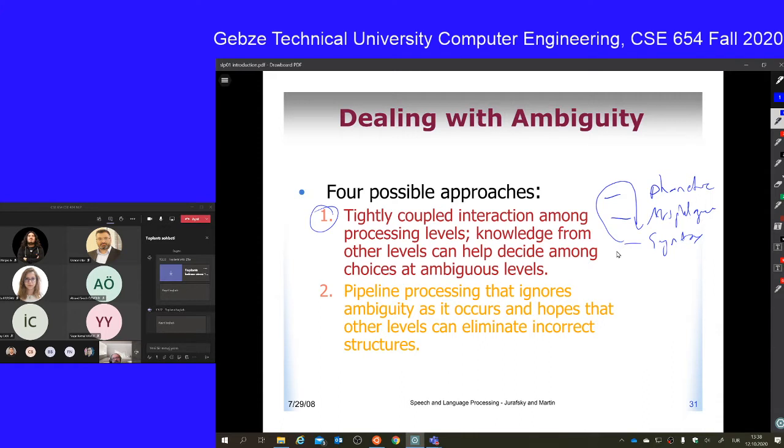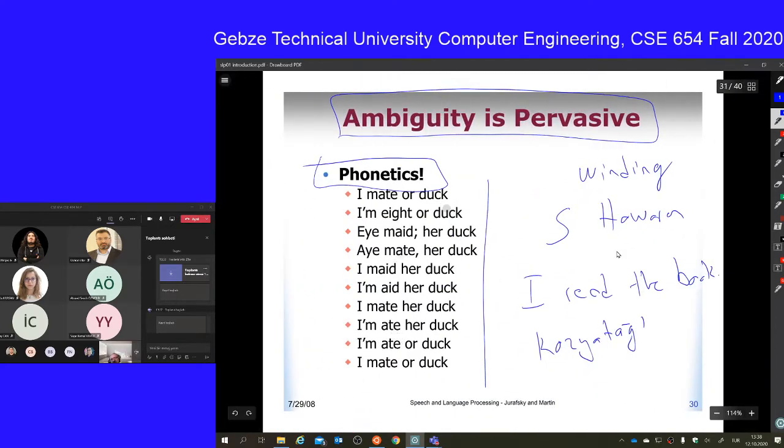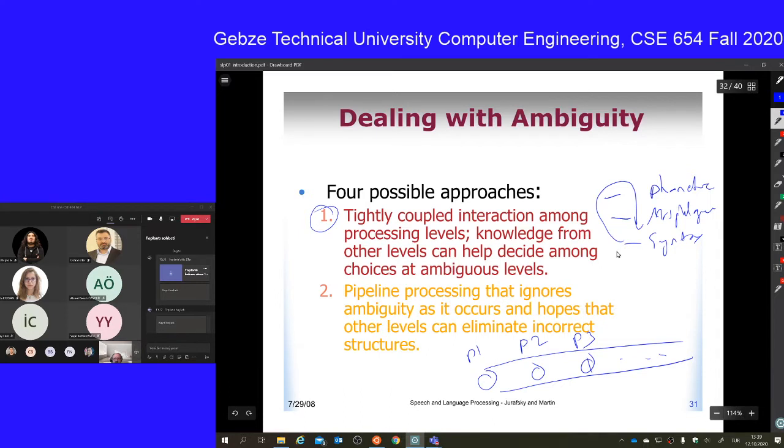So I'm looking at a loop. The second one says that there is a pipeline, it's not a loop. I do my phase one analysis and phase two analysis and phase three analysis, and it goes that way. You say, I have so many sentences for you and I will give you all of these sentences. In your next level, maybe you're going to get rid of this one or that one or that one. So this is the pipeline. This is a loop, this is a pipeline. In the loop, when you say this cannot happen, the phonetic analysis can start again and may produce some other candidates. Pipeline doesn't come back, it just continues. So this is the second approach of dealing with the ambiguities.